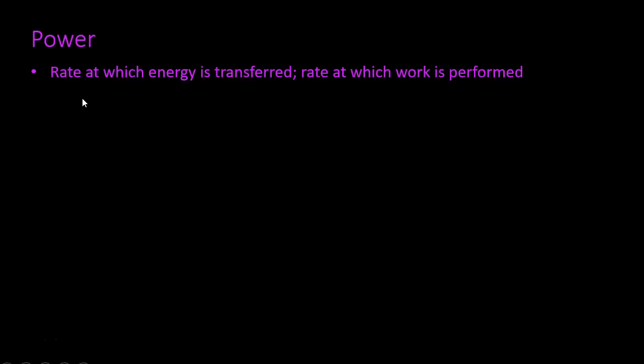Power is defined as the rate at which energy is transferred or the rate at which work is performed. We're going to be especially interested in this latter definition when studying mechanics. The unit for power is given a special name, watt, in honor of James Watt. It's a joule per second since it's energy transferred per unit time. And in base SI units, it's kilograms times meters squared divided by seconds cubed.